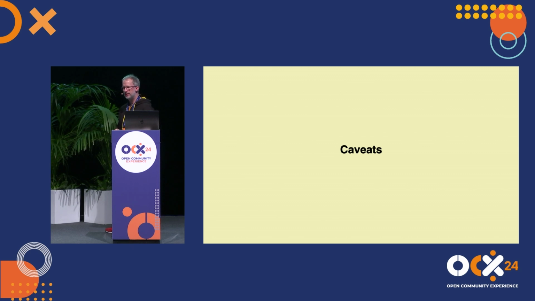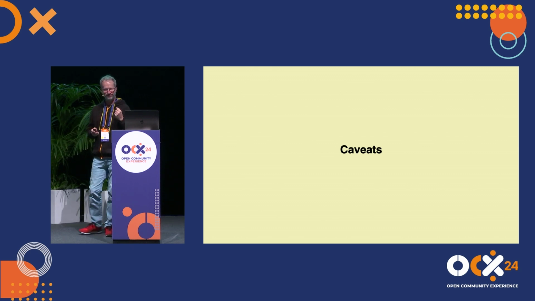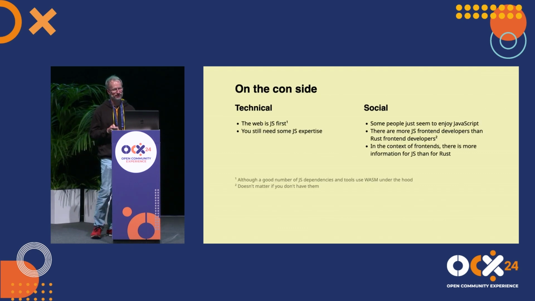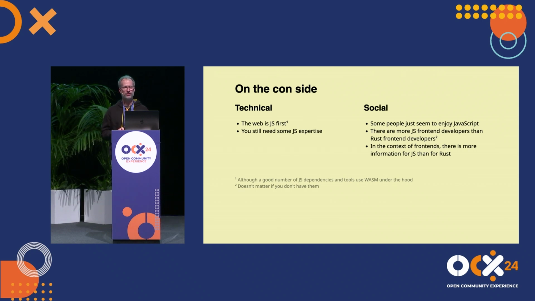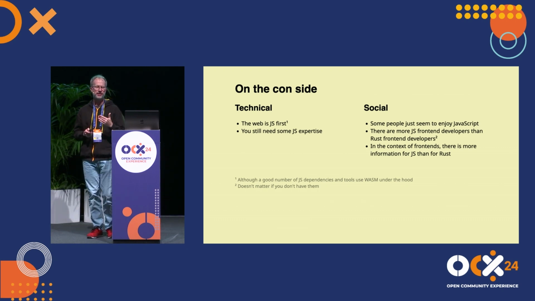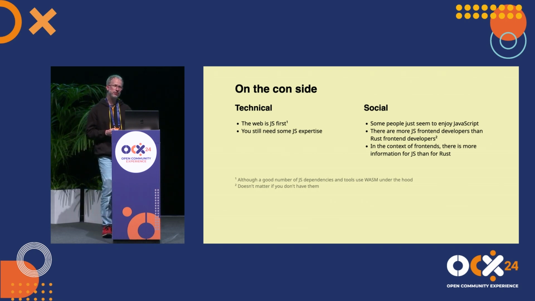So let's take a quick look at caveats, because again, it's not all roses. There are technical caveats on the con side, and you have to just acknowledge the web is JavaScript first. That's currently the situation. What that means is that you might have tools or functionality or CSS stuff, all these kind of things that you have as JavaScript, for example, and then you need to wrap this, as we saw before, for the Rust side. So can you use a popover? Yes, you can. You just have to wrap the functionality so that you can use it on the Rust side.